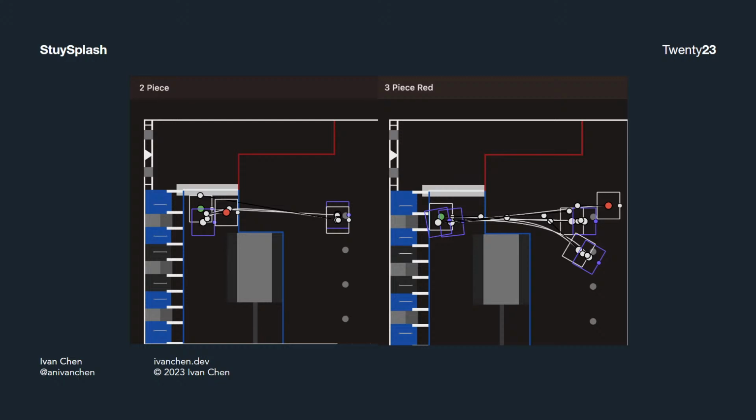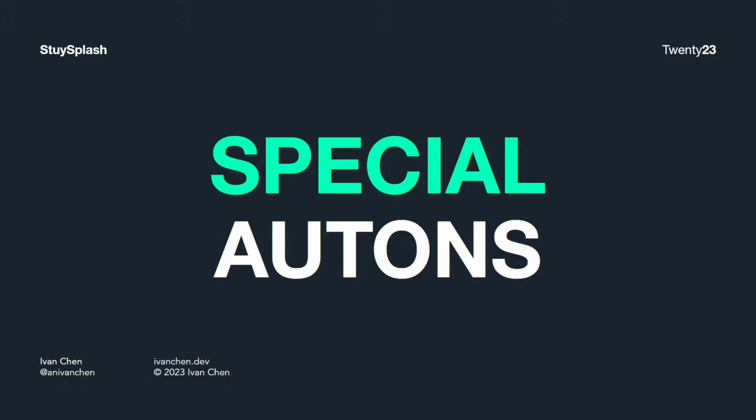It's very complicated. There's a lot of testing that goes into it, which we'll talk about later. But let's just talk about some special autons. So this year we had the charge station, which I guess you can call a special. Balancing on it autonomously is quite special.